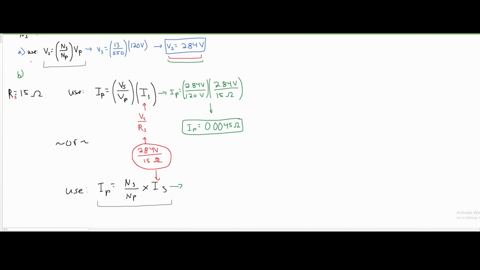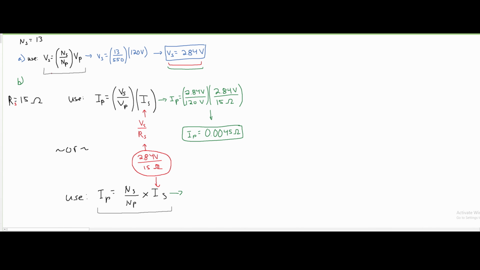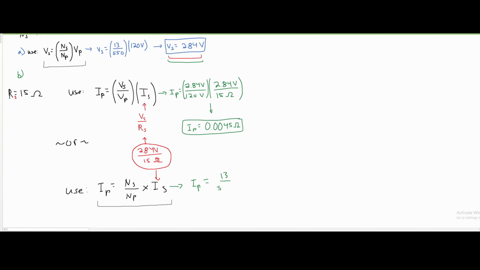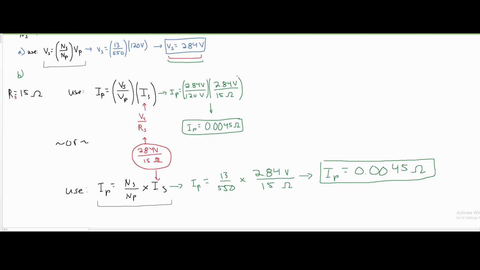Another way we could go about solving this is using I P, so the current primary, is equal to N secondary over N primary times I secondary. This is very similar to this formula right here. The only thing that's different is we're replacing the voltages with our currents. And after we do this, we can plug in our values, so that I of P is equal to 13 over 550 times our I of S, which is 2.84 divided by 15. So we see that this answer and this answer are equivalent, meaning that either of these formulas can be used.